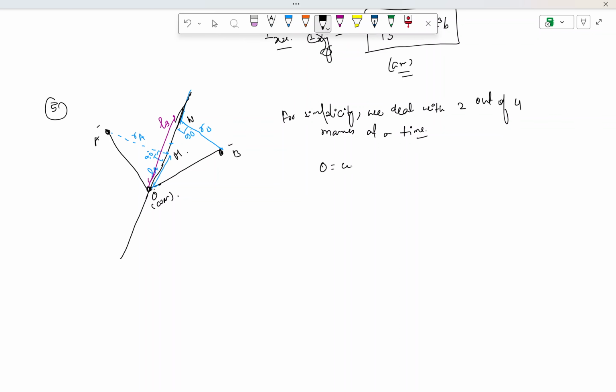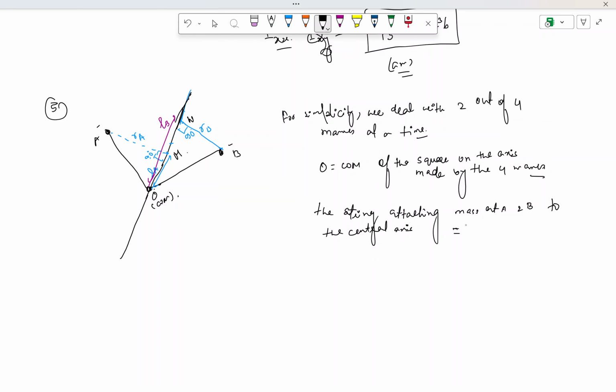By the four masses. Okay, so then the string attaching the masses at A and B to the central axis is defined as OA and OB respectively.